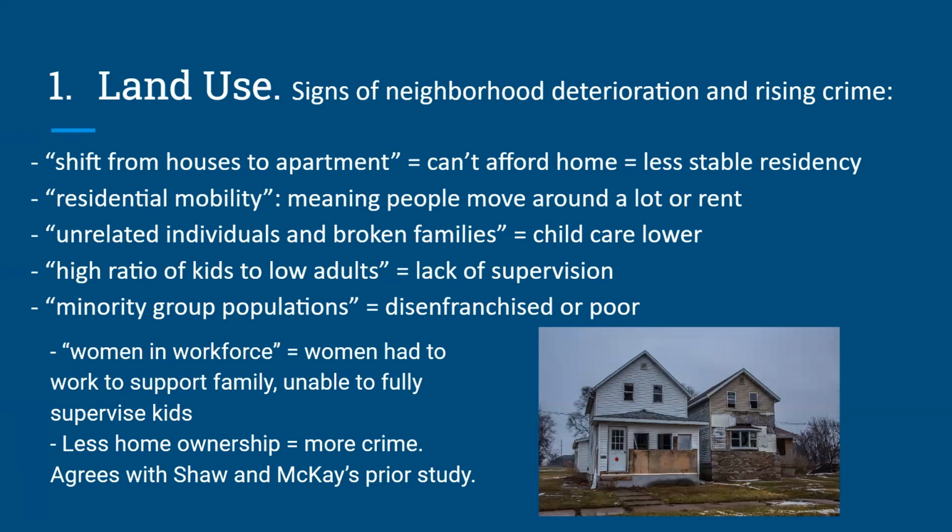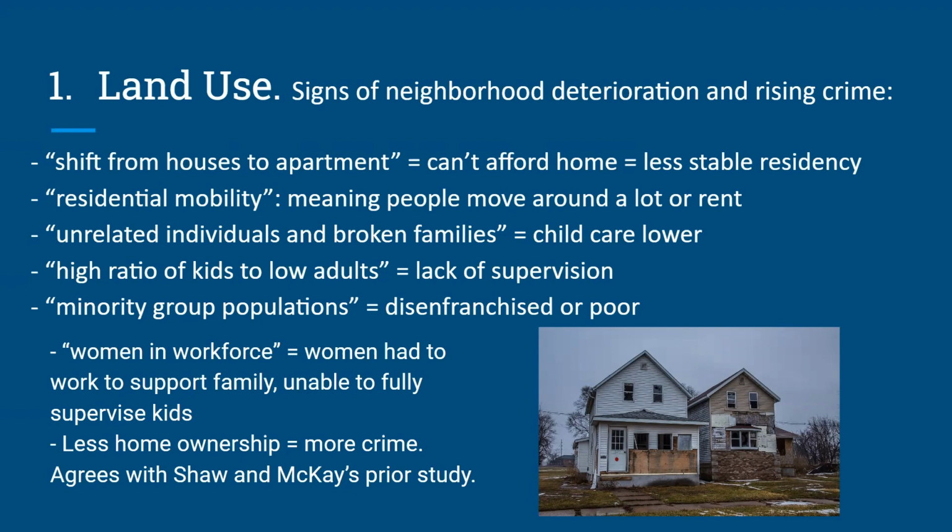The third is unrelated individuals and broken families living together or not being able to live together, and this just means that childcare will be lower. Fourth is high ratio of kids to low adults, and this usually is if there's just less adults or they are working, and this leads to lack of supervision and can cause juvenile delinquency to rise.